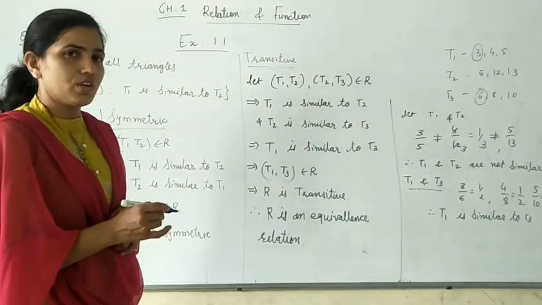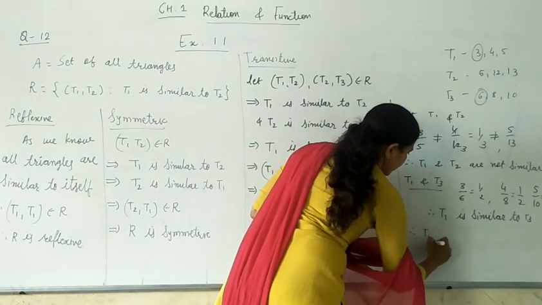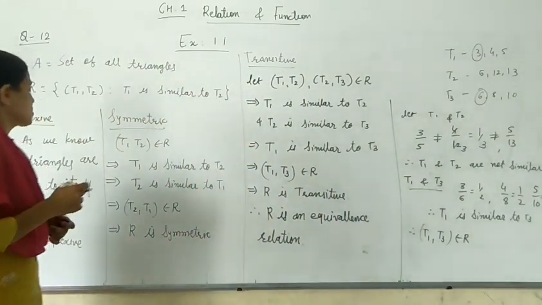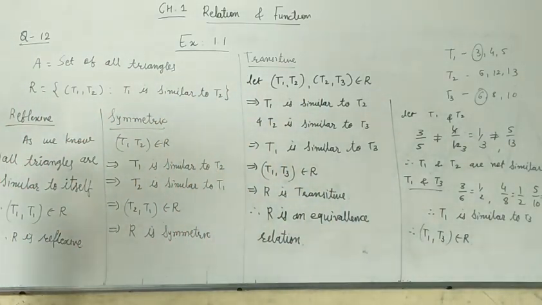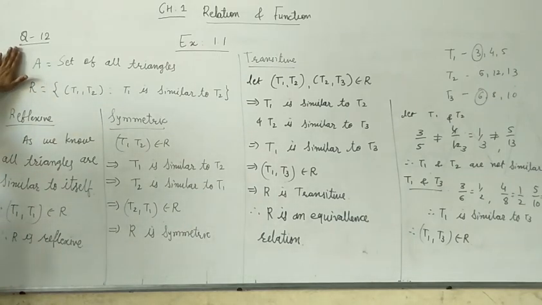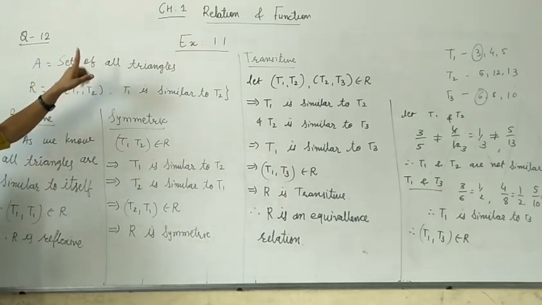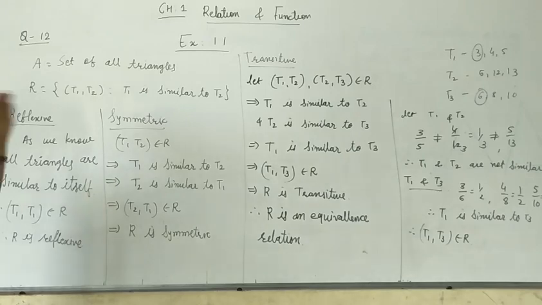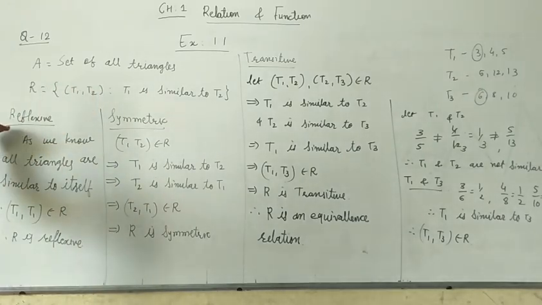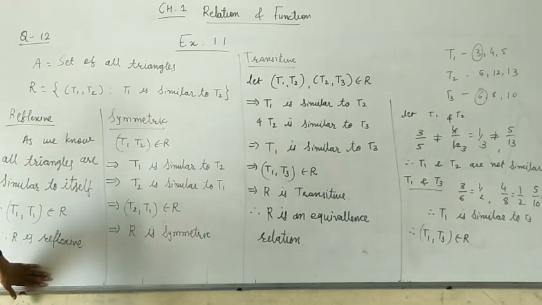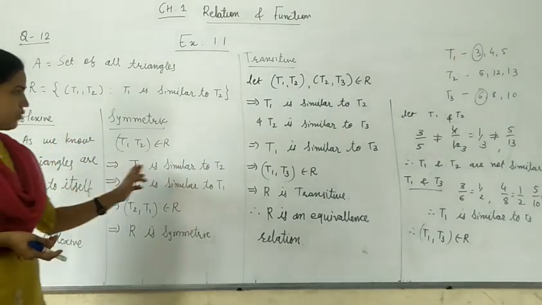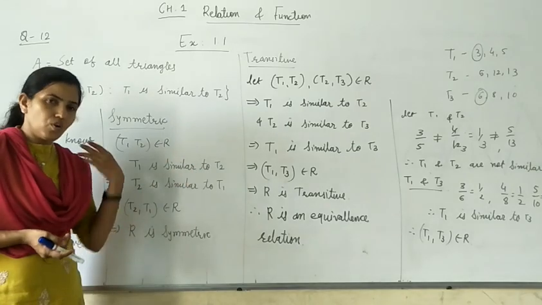So these are the related triangles. Therefore (T1, T3) belongs to relation R. So this is our question number 12. Once again, let us take a quick recap of the question. For the set of all triangles, relation R is defined as (T1, T2) where T1 is similar to T2. Reflexive: as we know, all triangles are similar to themselves, so reflexive is done. Symmetric: if T1 and T2 are similar, then T2 and T1 will always be similar.